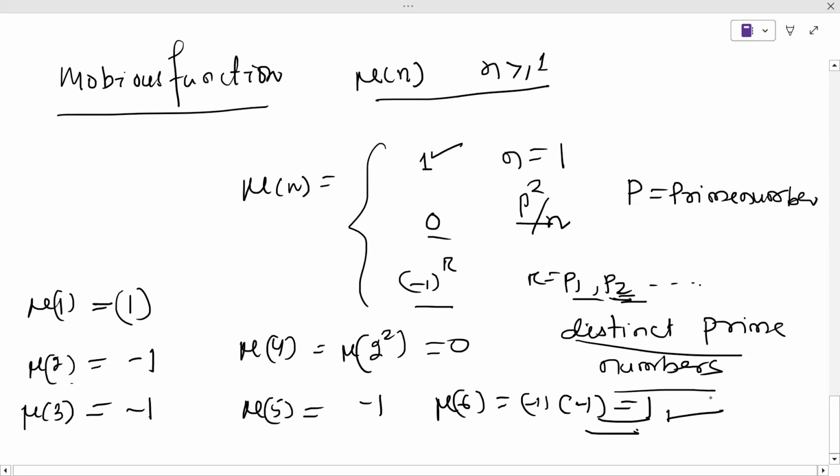So like this, we compute the Mobius function and define the statement of the Mobius function also.